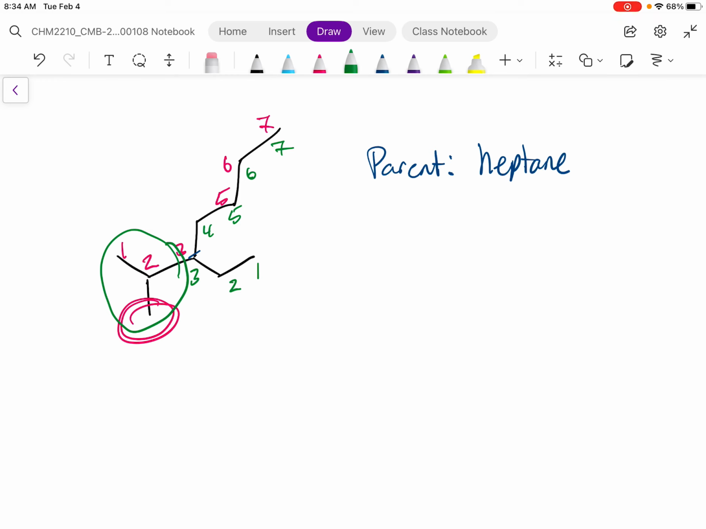So what is the correct name here is once we find the path that we want to take, okay, now we have to put the substituents. What's the substituent called? It's a methyl.